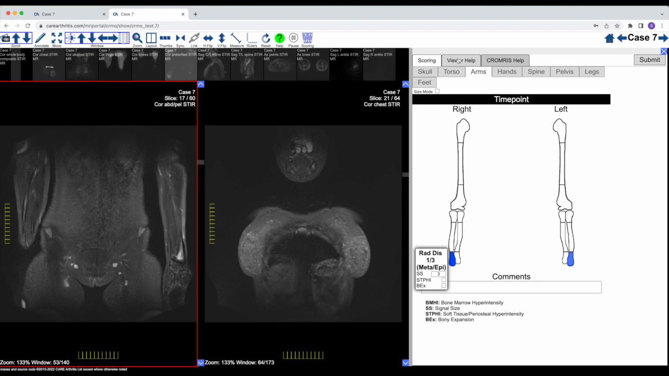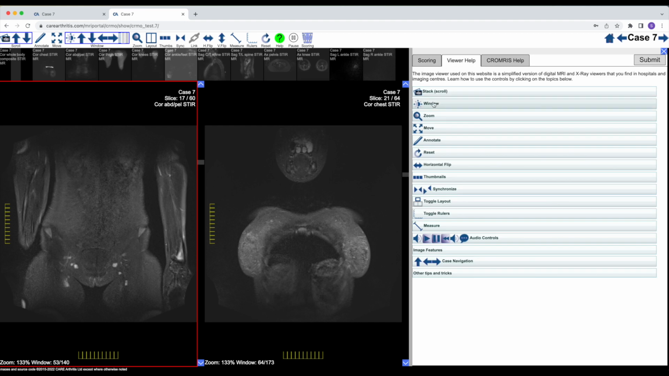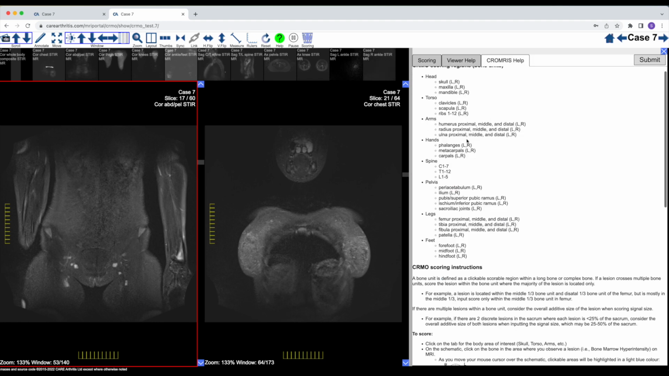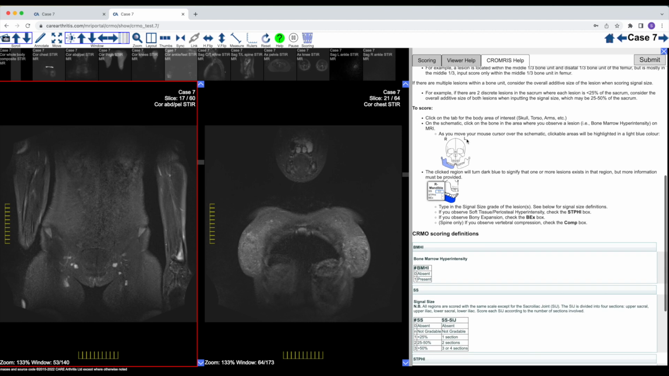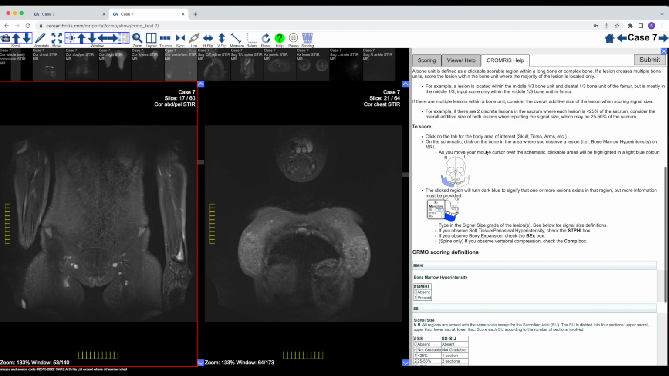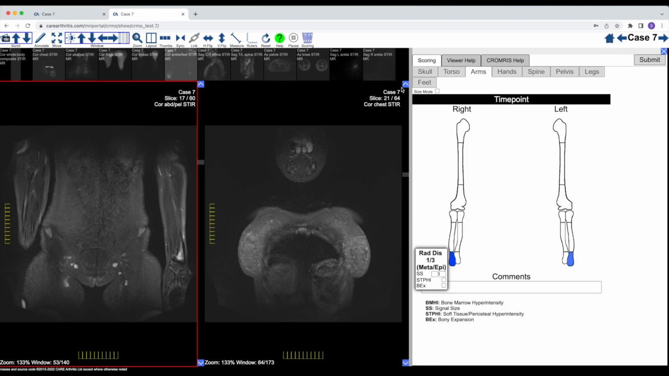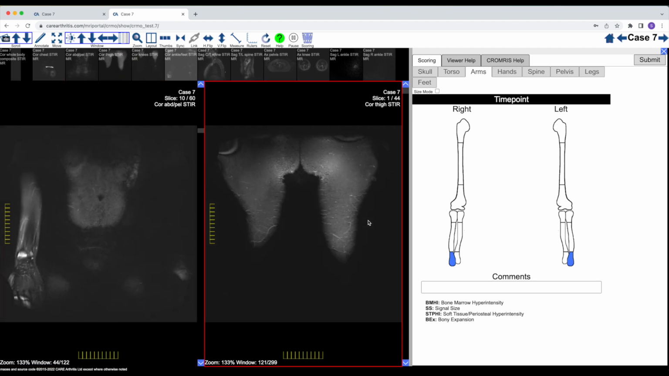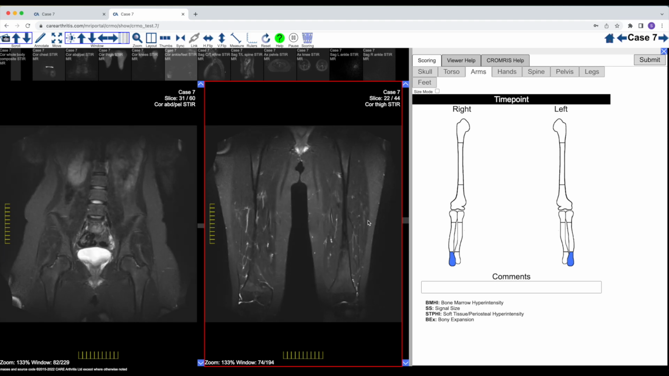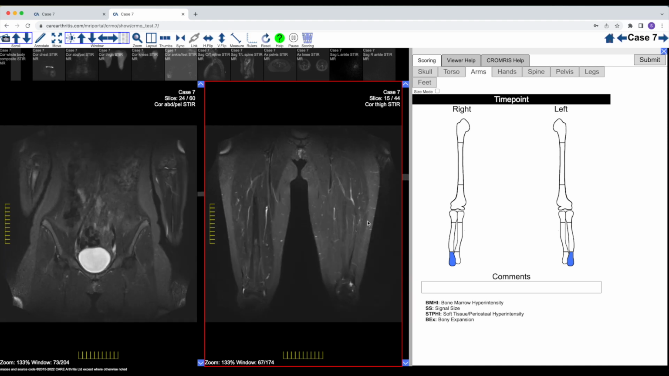We also have help with the viewer, which lets you know what all the icons mean. This is a pretty robust viewer that you can window and level. You can change layouts. And then also for the scoring help, we've incorporated that right in here, so you can get this information here as well. And so to get back to the scoring, we've done the distal radiuses so far. Let's see where else we're seeing disease. I'm not going to show you everything, but let's take a look at this.